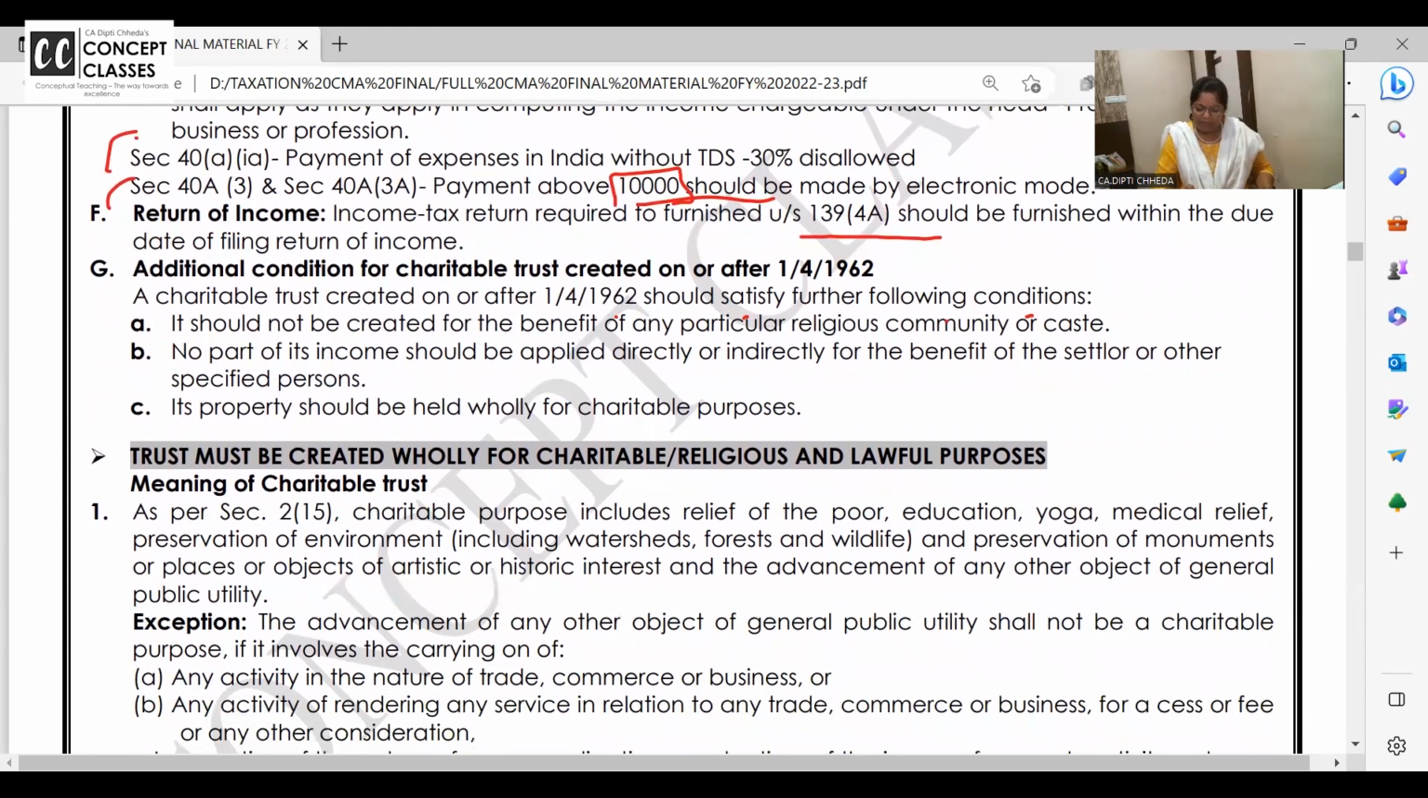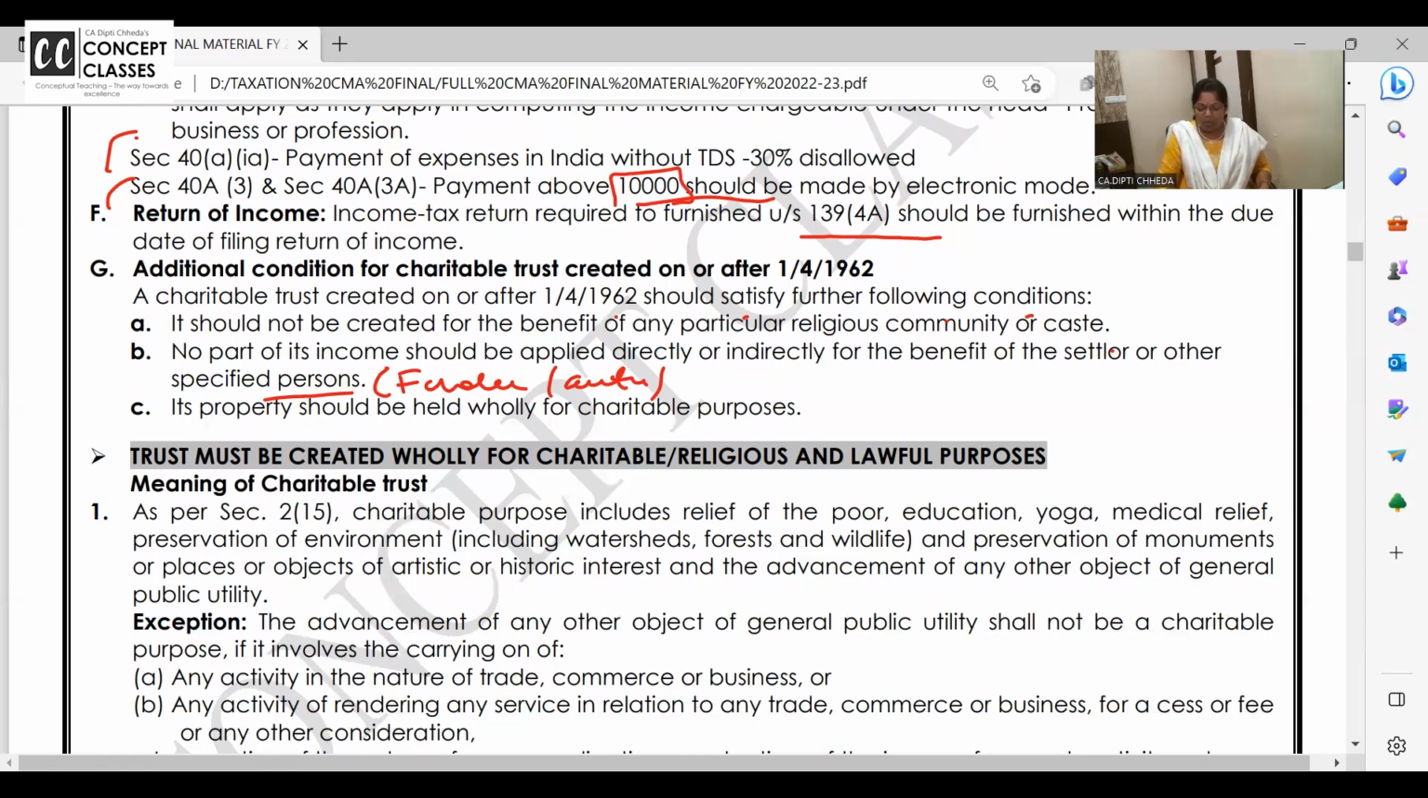It should not be created for benefit of particular community or religion. Can we have temples and we say only Hindus are allowed? Nothing. None of the religious places. Being Hindu, can I go to the mosque also, to church also? Are there any restrictions? No, because these are all what? Public trust. No part of income should be applied directly or indirectly for the benefit of the specified person. Who are the specified person? Founder members, author of the trust. Don't apply any income for the benefit of the author of the trust because they are trustees, caretakers.